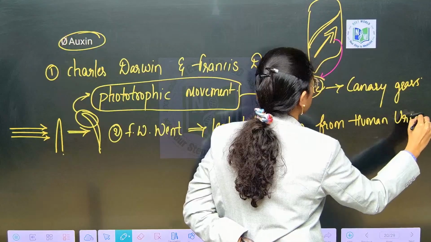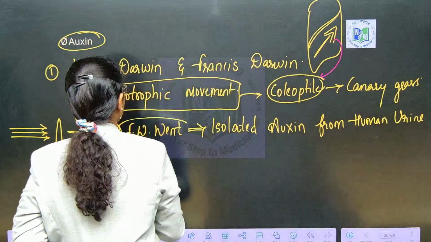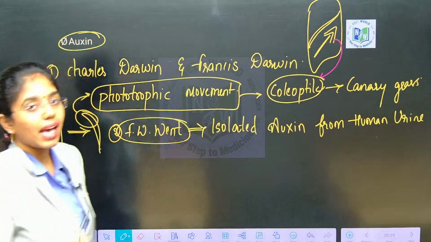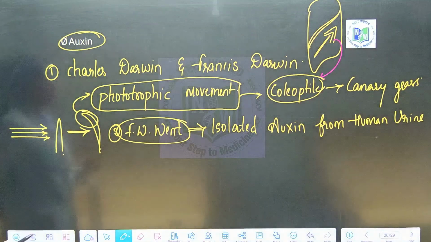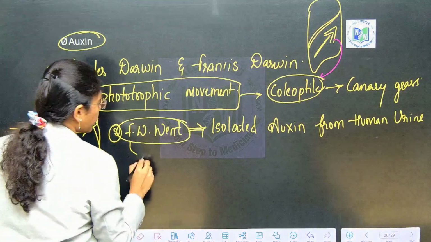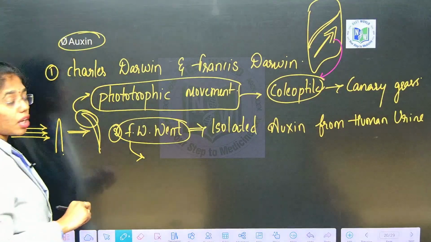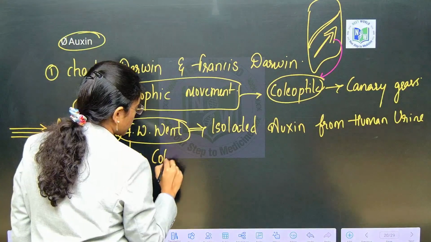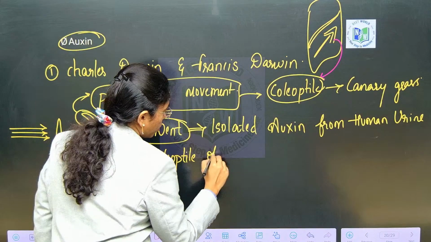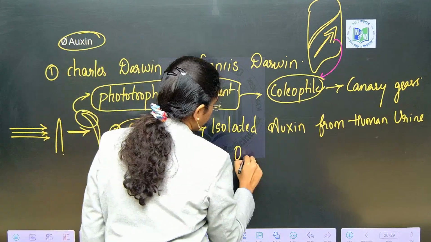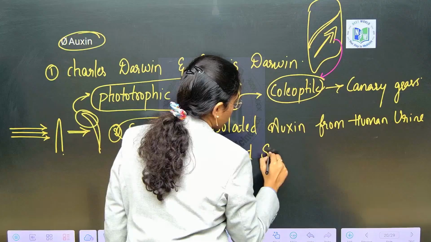One more characteristic feature. F.W. Went has conducted sequential experiments after analyzing the phototropic movement of the coleoptile from canary grass. He has repeated the experiment by taking the coleoptile of oat seedlings.